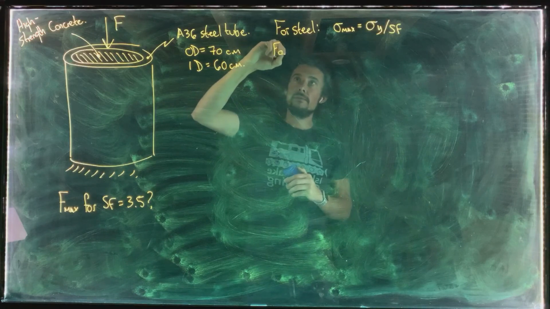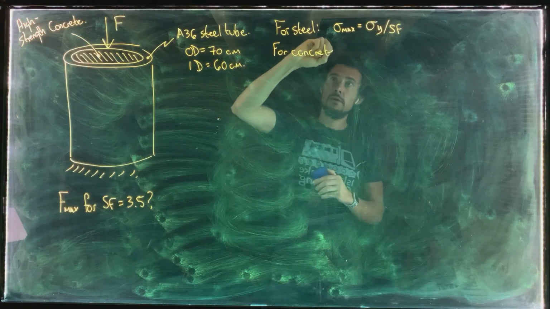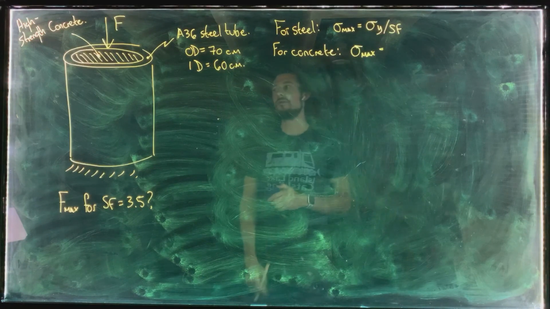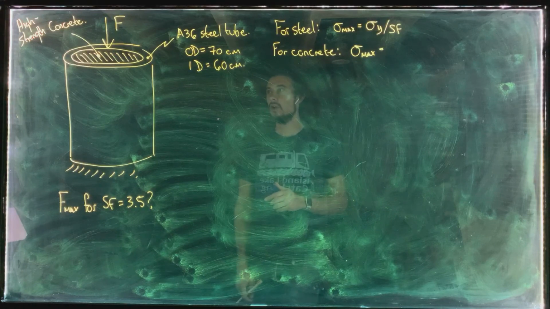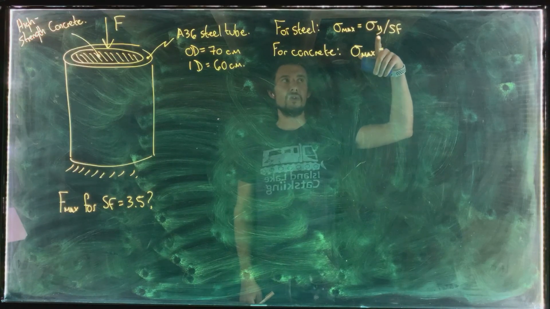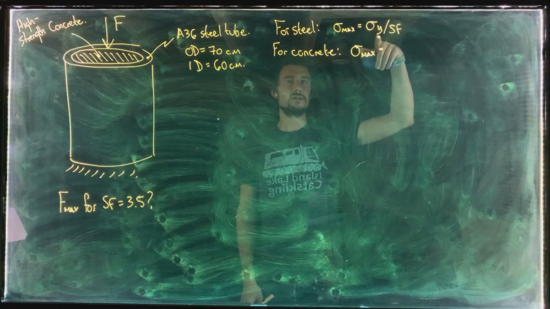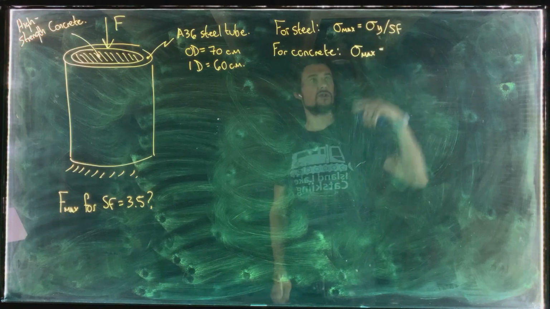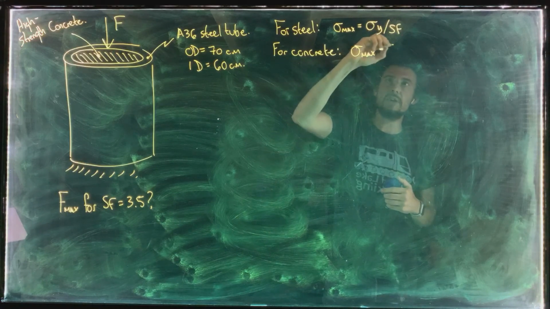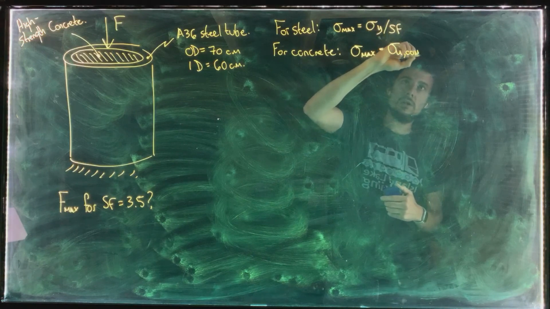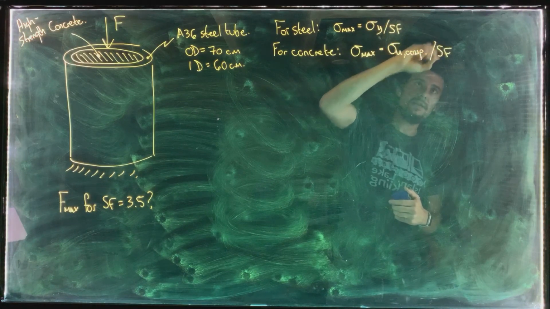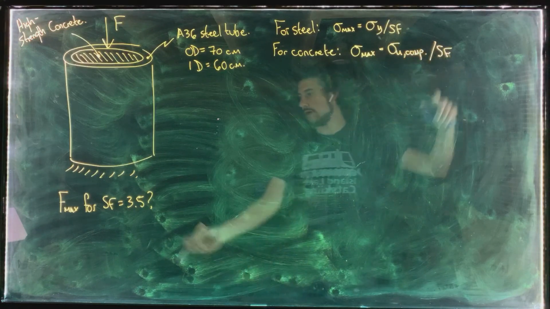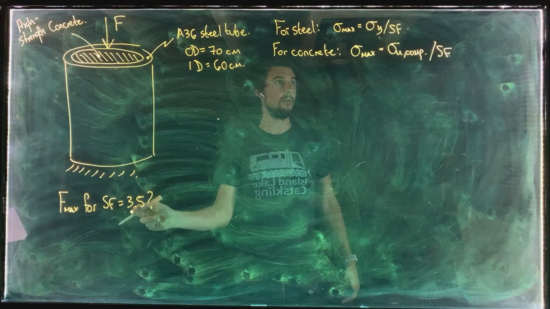For the concrete, the maximum stress that we're going to allow the concrete to reach would not be its yield strength, because concrete doesn't have a yield strength. It would be its ultimate strength, and in particular, its ultimate strength in compression, or its compressive ultimate strength. So sigma u compressive divided by its safety factor, where the safety factor in both of these equations would be our design safety factor 3.5.